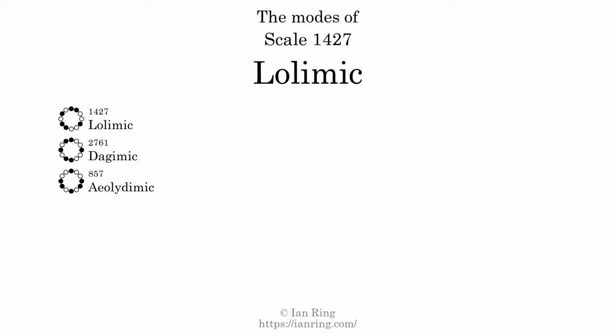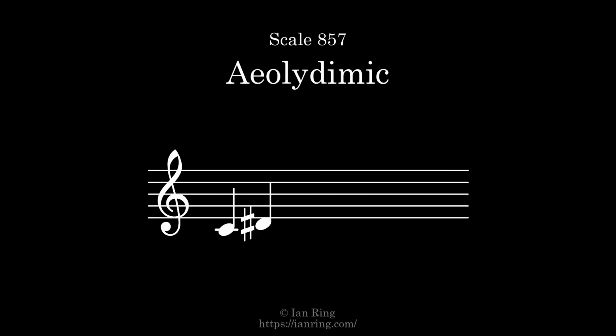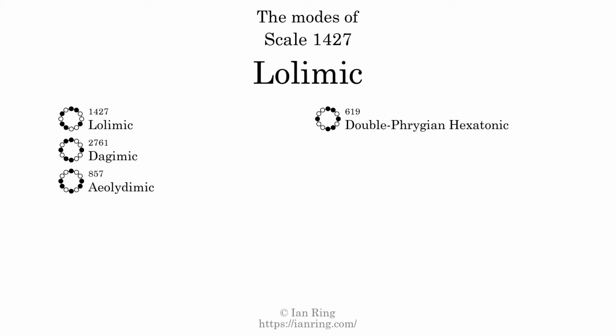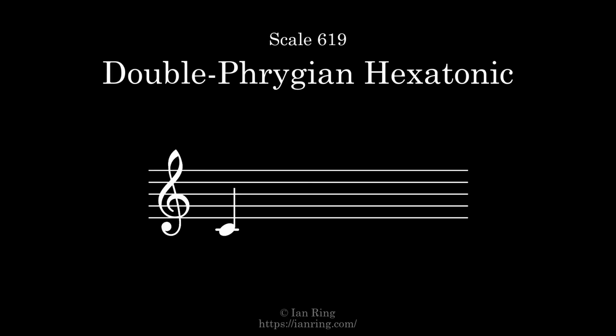The third mode is scale 857, also known as Lolimic. It sounds like this. The fourth mode is scale 619, also known as double Phrygian hexatonic. It sounds like this.